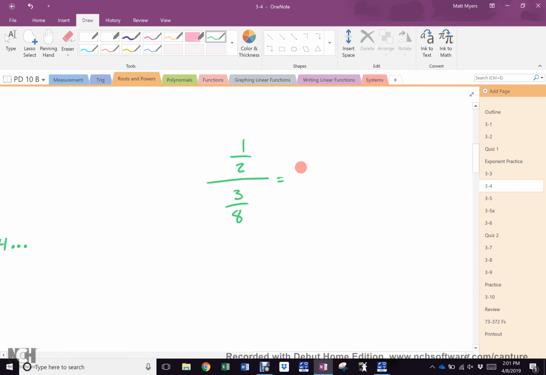Because this is 1/2 times 8/3, which is 8 over 6, which is 1 2/6, which is 1 1/3, which is 4/3, which is rational. Is everybody cool?